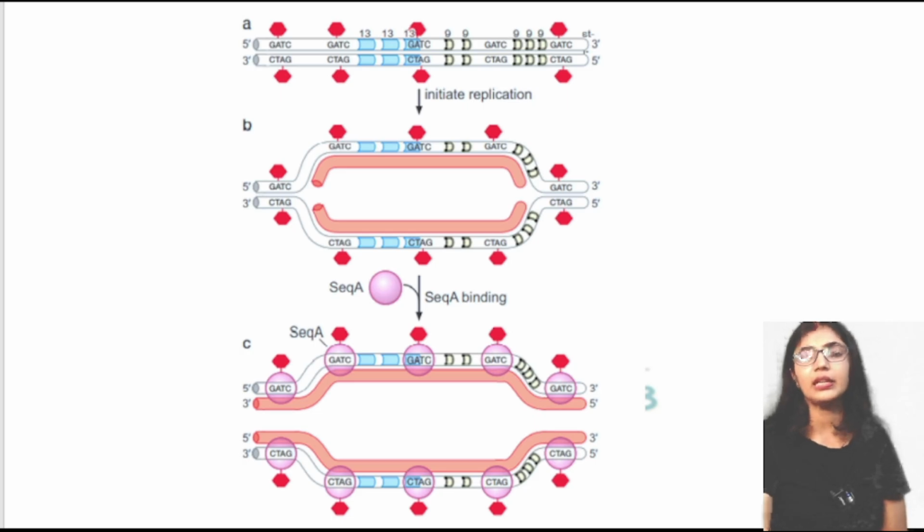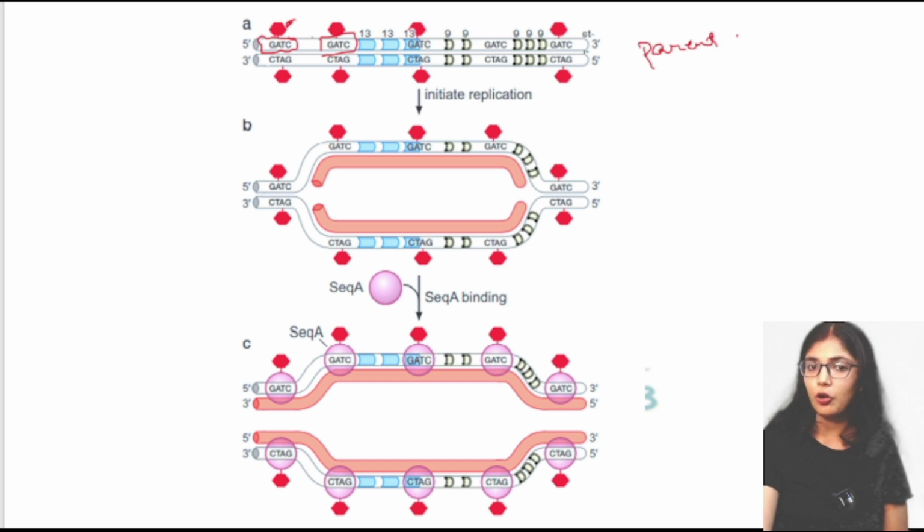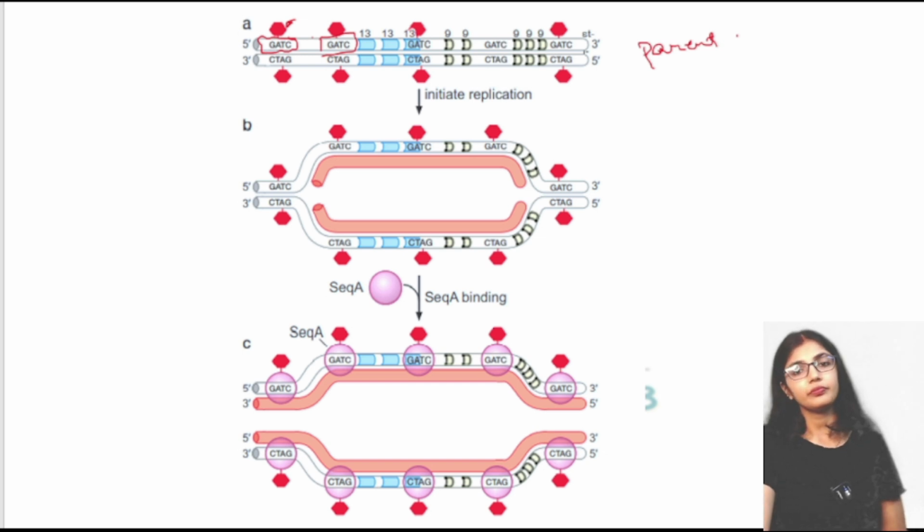Now let us see how hemimethylation as well as methylation are regulated. This red part is the methylation, which is present in the adenine of the GATC sequence. We can see here a continuous GATC sequence in the DNA, and there is methylation in the adenine. This is the parent DNA. After DNA replication, after forming a copy of this parent DNA, this is the daughter strand, and here there is no methylation. So who is preventing this methylation?